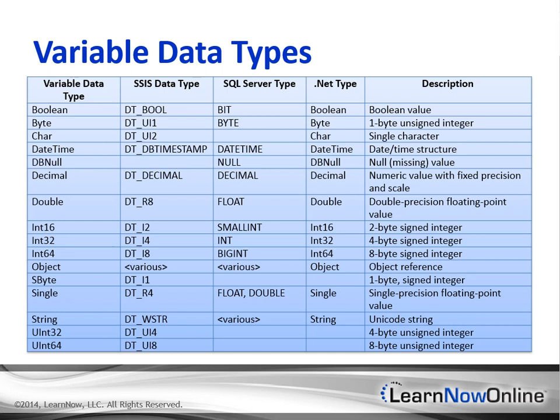All right, so there's Booleans. The SSIS data type is a DT_BOOL. That's equivalent to a bit SQL Server type, and the .NET type is Boolean. So just keep in mind that really the moral of this story is that you're almost always going to be dealing with conversion issues, particularly in a data flow.